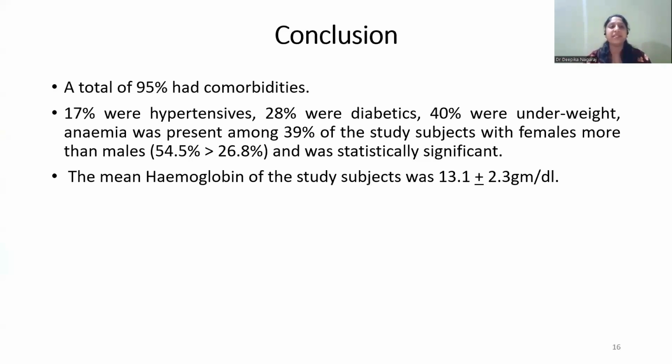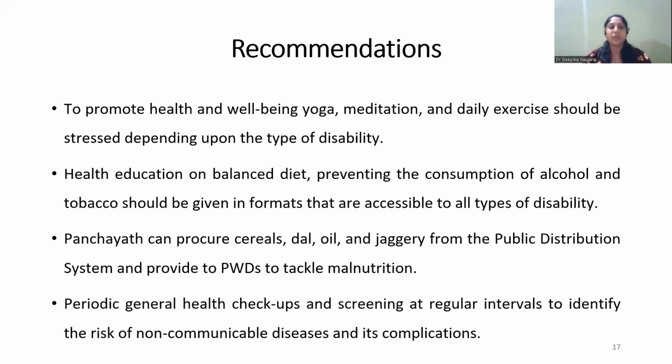Conclusion: a total of 95% of the study participants had comorbidities, 28% were diabetic, 17% were hypertensive, and about 39% of the study subjects had anemia. Recommendations: to promote health and well-being, yoga, meditation, and daily exercise should be stressed. Health education on balanced diet, preventing the consumption of alcohol and tobacco should be given in formats that are accessible to all types of disabilities.